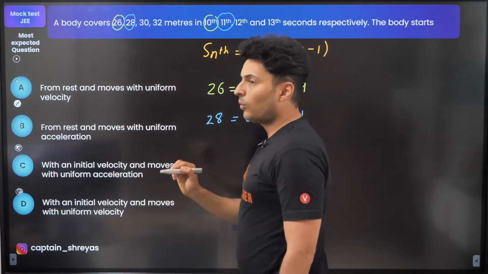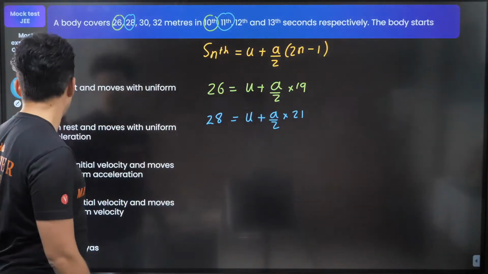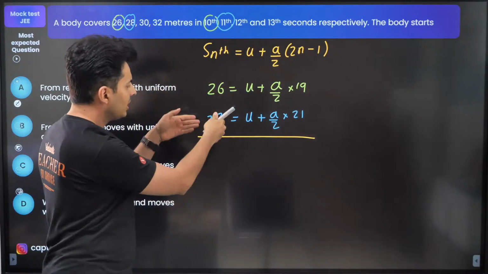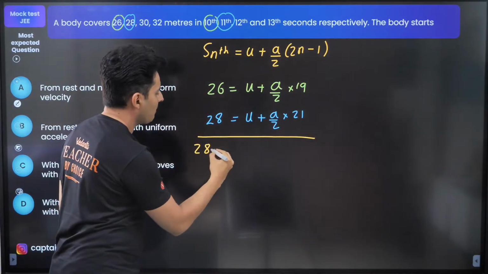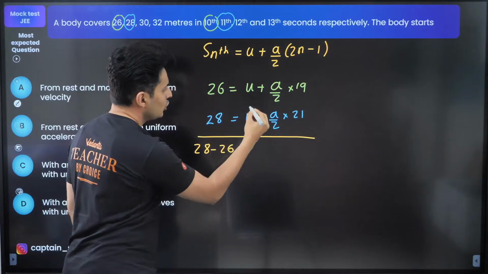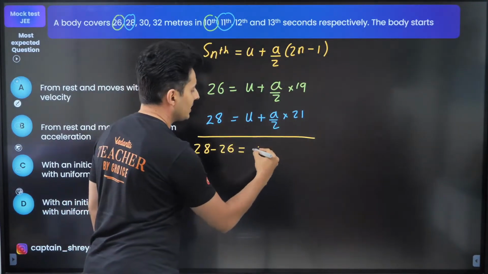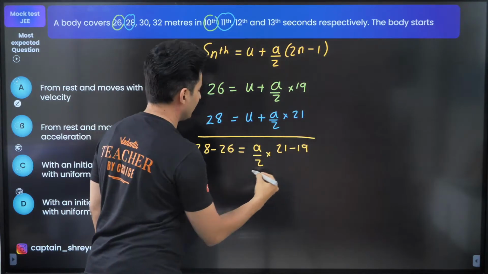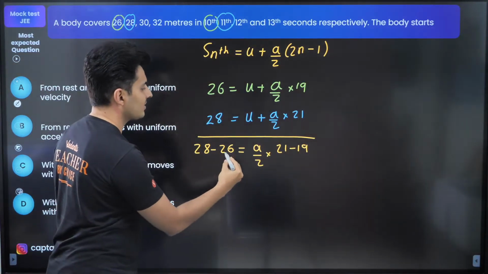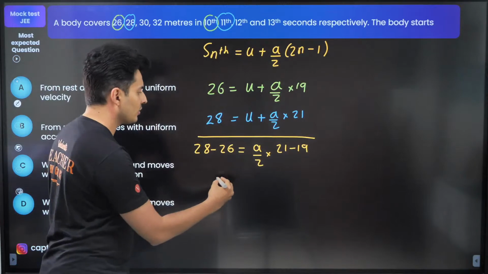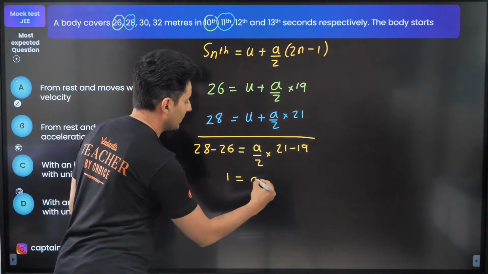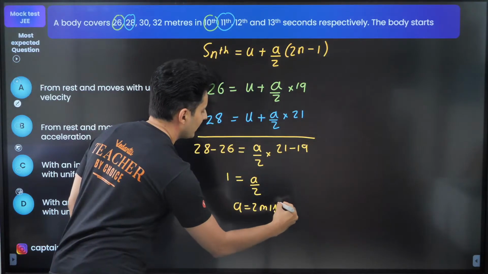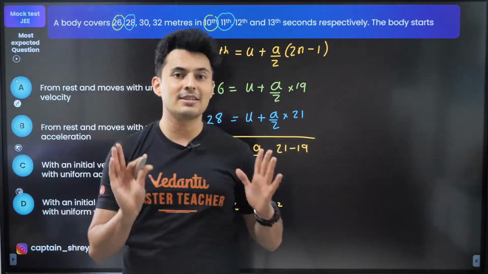All right. Now let's solve them together and see what we get. Just subtract them. So 28 minus 26, u minus u is 0. So this will be nothing but a by 2 common, times 21 minus 19. Now 28 minus 26 is 2, and 21 minus 19 is also 2. So I get 1 is equal to a by 2. Rather, acceleration is 2 meters per second square. Interesting. So acceleration is there.